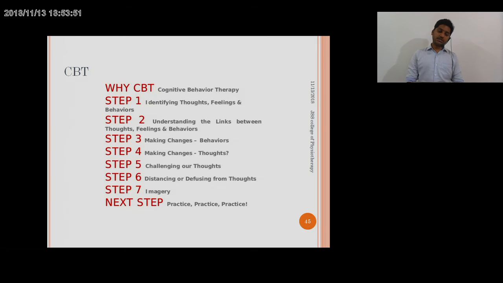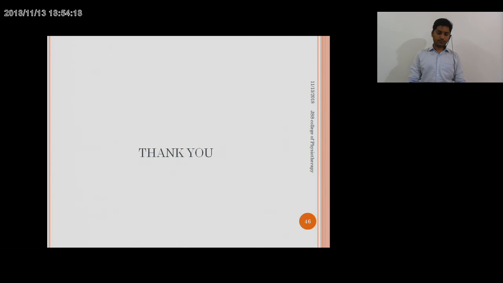Step 6 is distancing or diffusion from thoughts. They have to reduce thinking that if they move they'll get pain, and if they don't move they won't have any pain. They have to distance these thoughts from themselves. And step 7 is imagery. In step 7 we are going to use imagery, and they have to imagine, and they have to do this by practicing again and again. So ultimately, practice of imagery is going to reduce their pain. Thank you.